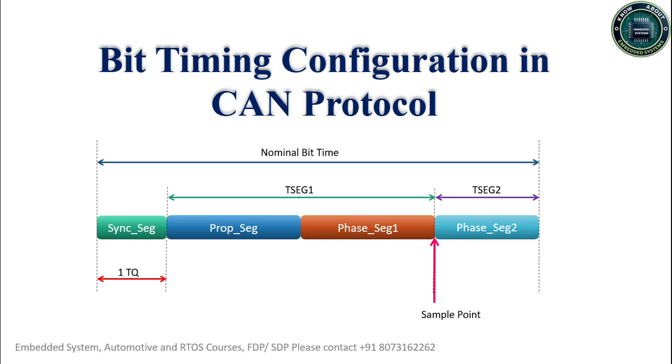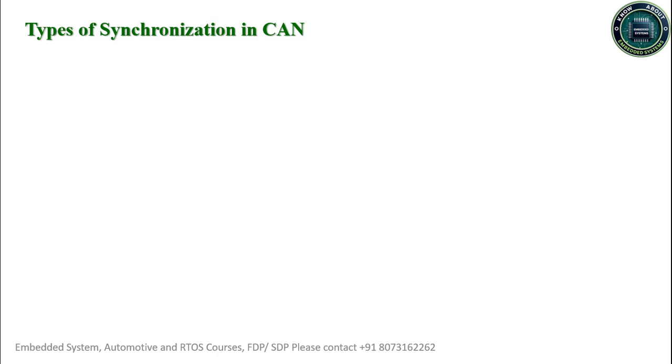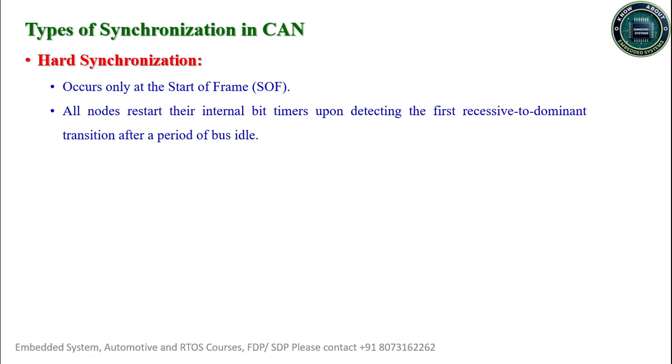Bit timing design or bit timing configuration in a CAN protocol. Before understanding bit timing calculation in CAN, we have to understand two important things: what do you mean by synchronization and how it works? The first one is called hard synchronization and the second one is called soft synchronization. It's also called resynchronization. First, let us understand what hard synchronization means.